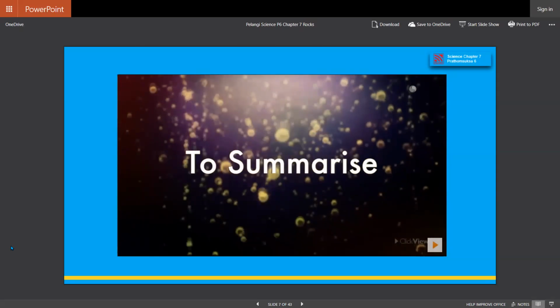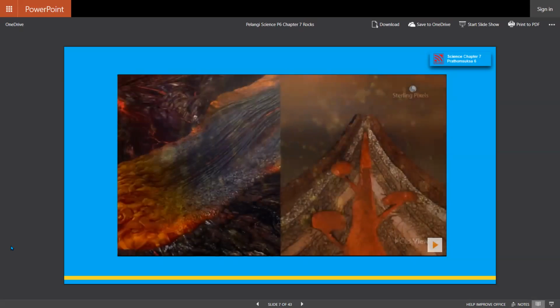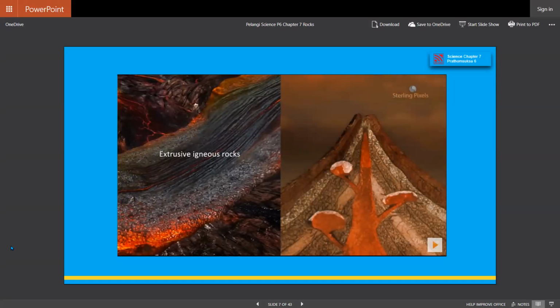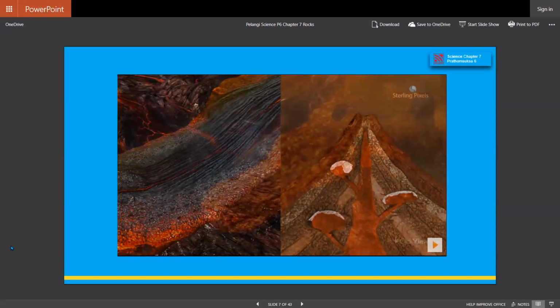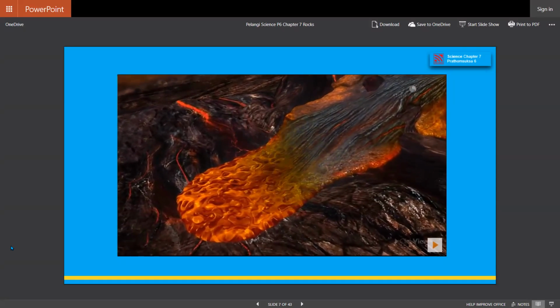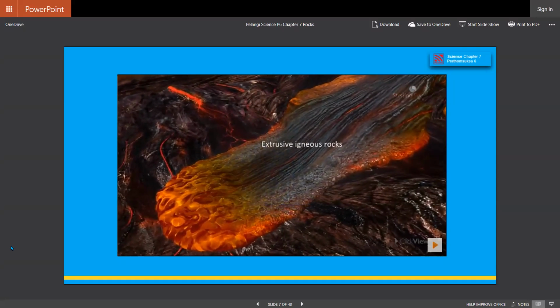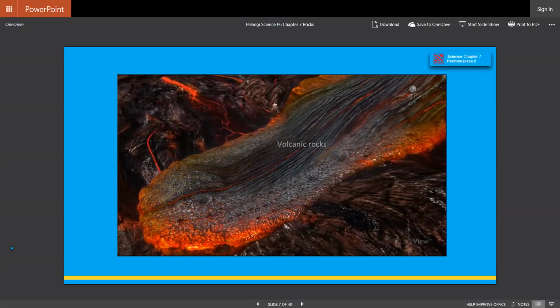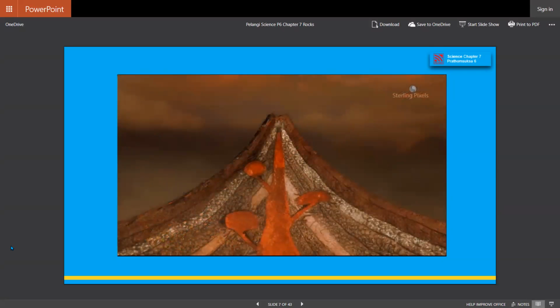To summarize, igneous rocks are of two types: extrusive igneous rocks and intrusive igneous rocks. The cooling and the solidification of lava at the Earth's surface result in the formation of extrusive igneous rocks. They are also known as volcanic rocks. The cooling and the solidification of magma at a depth within the Earth's crust result in the formation of intrusive igneous rocks.